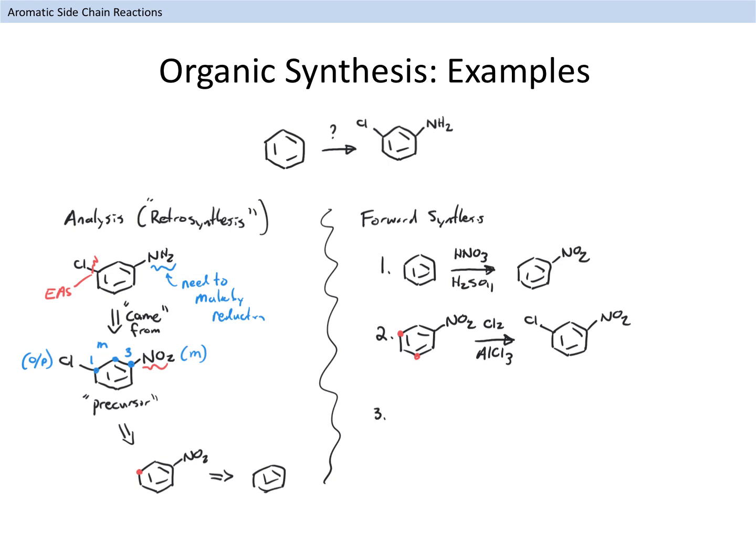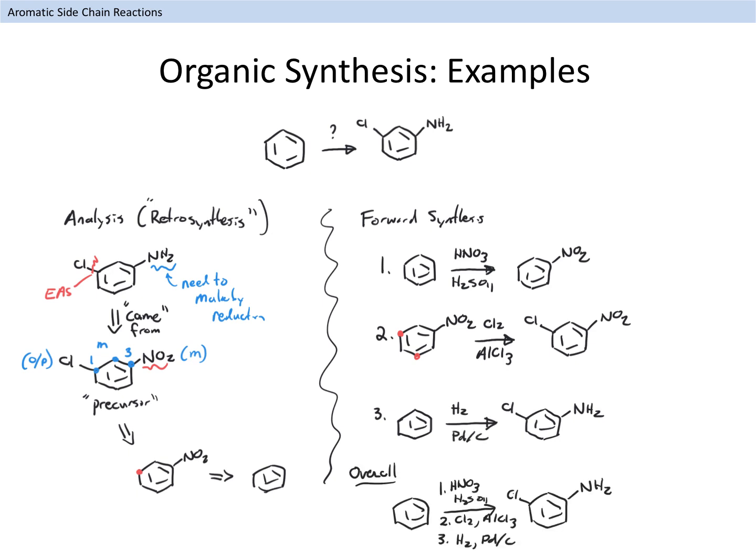With the chlorine installed in the meta position, it is time for the final step in the synthesis, catalytic hydrogenation. This reaction converts the nitro group to an amino group by reduction. Let's go to the next page and try one more example.